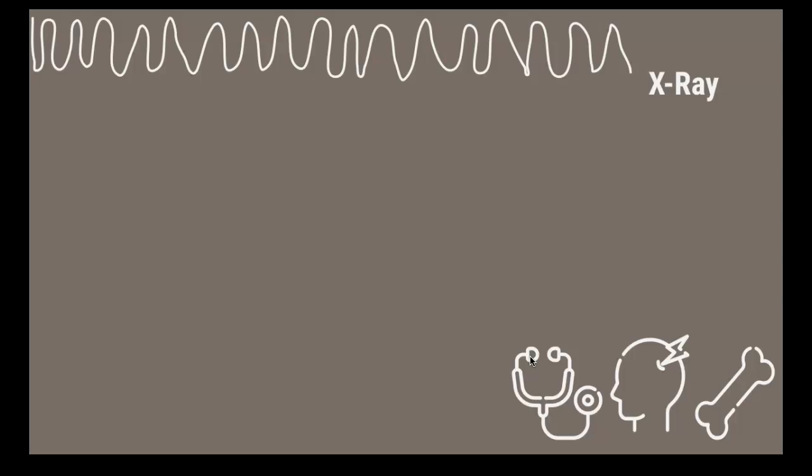X-rays. So everyone in here should have had an X-ray at least on your teeth before, but maybe if you broke a bone, you got an X-ray to see it. This is where we are starting to get really, really frequent. Okay, the wavelengths are tiny, 0.01 nanometers.